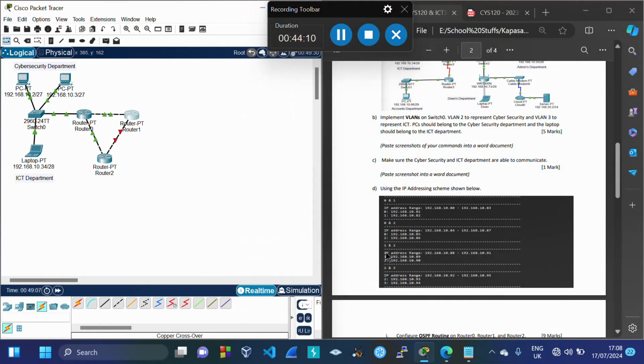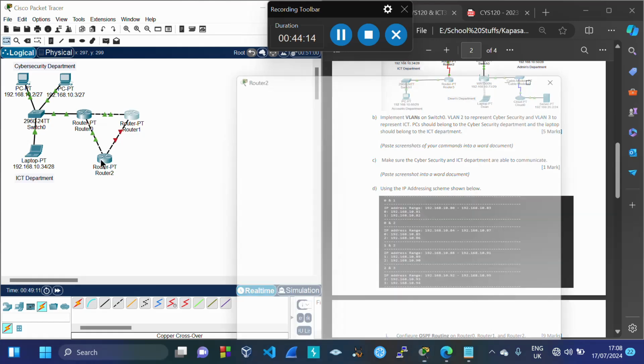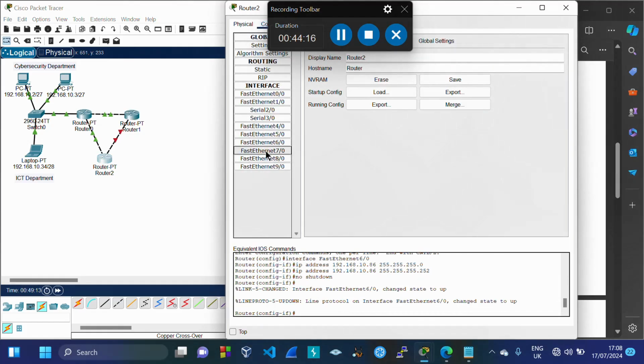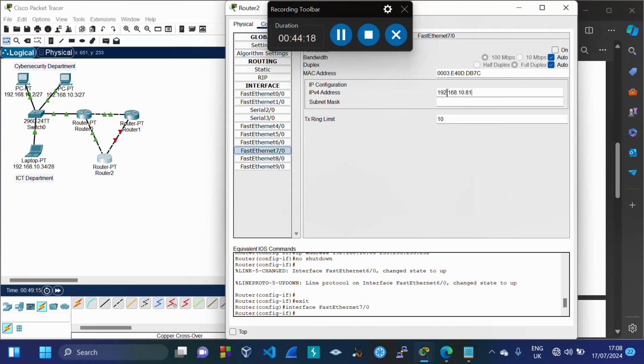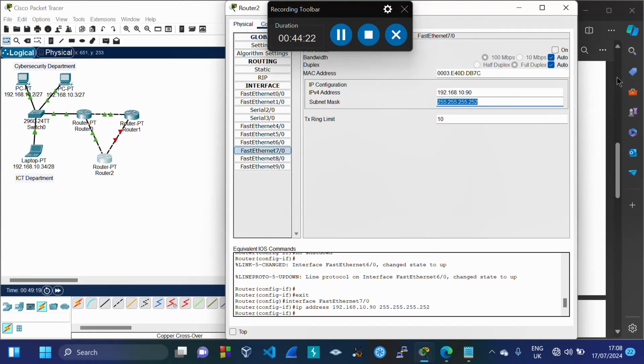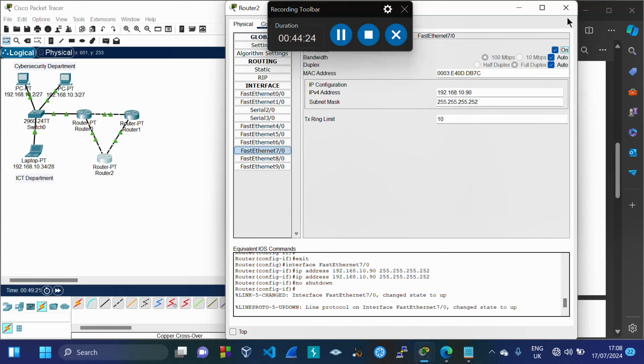So we are saying for 2, between 1 and 2, we have 90, but the interface is 7/0. Now we know. I'm going to put 90 like that. Then we say 252 and on for it to be on.